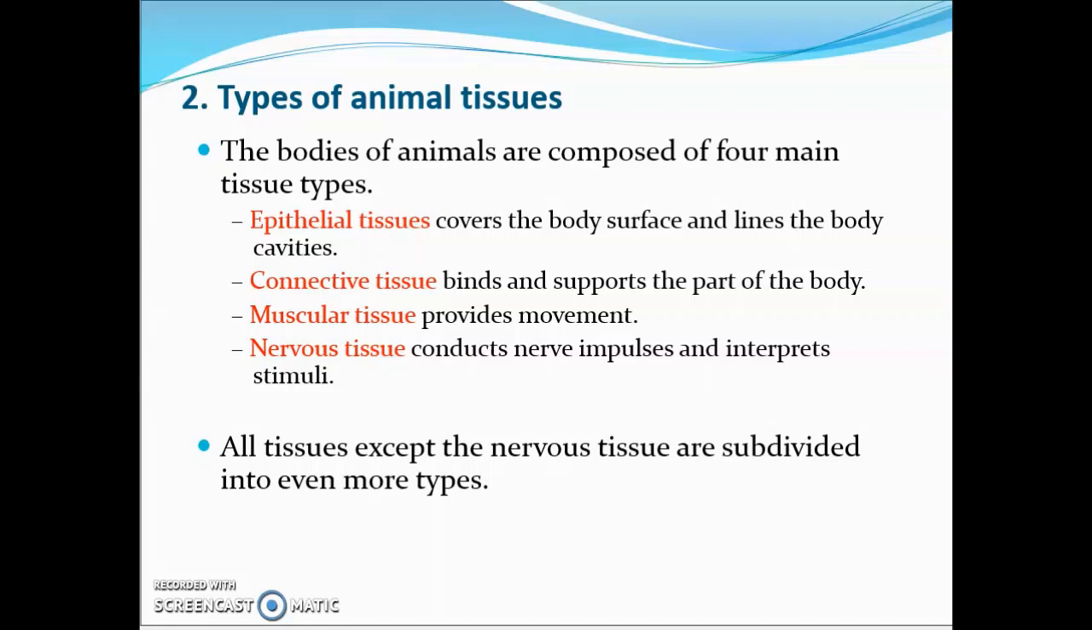Firstly, epithelial tissues function by covering the body surface and lining the body cavities. Secondly, connective tissue. The general function is to bind and support the parts of the body. Thirdly, the muscular tissue provides movement as well as support. And finally, the last type of animal tissue is the nervous tissue, which functions to conduct nerve impulses and interpret stimuli.